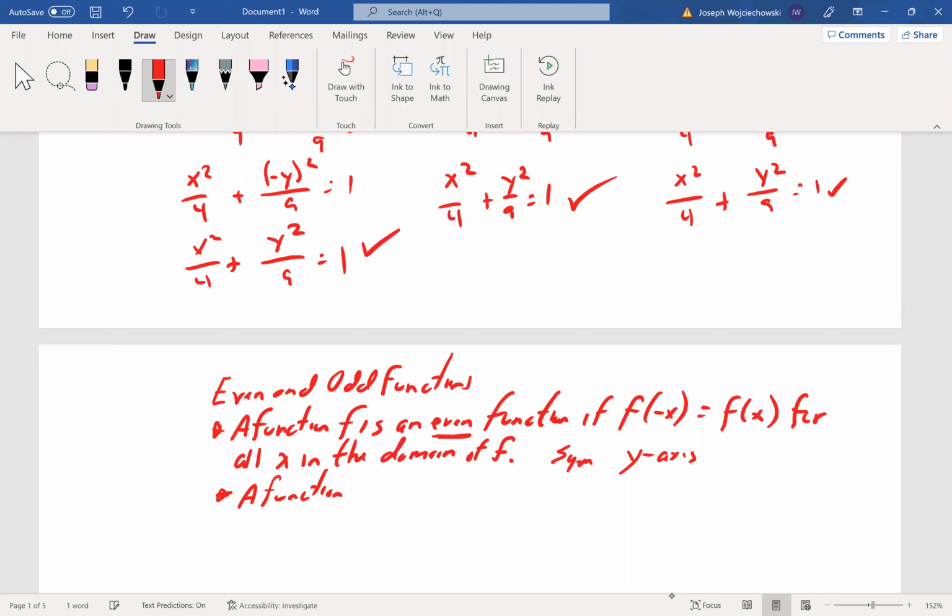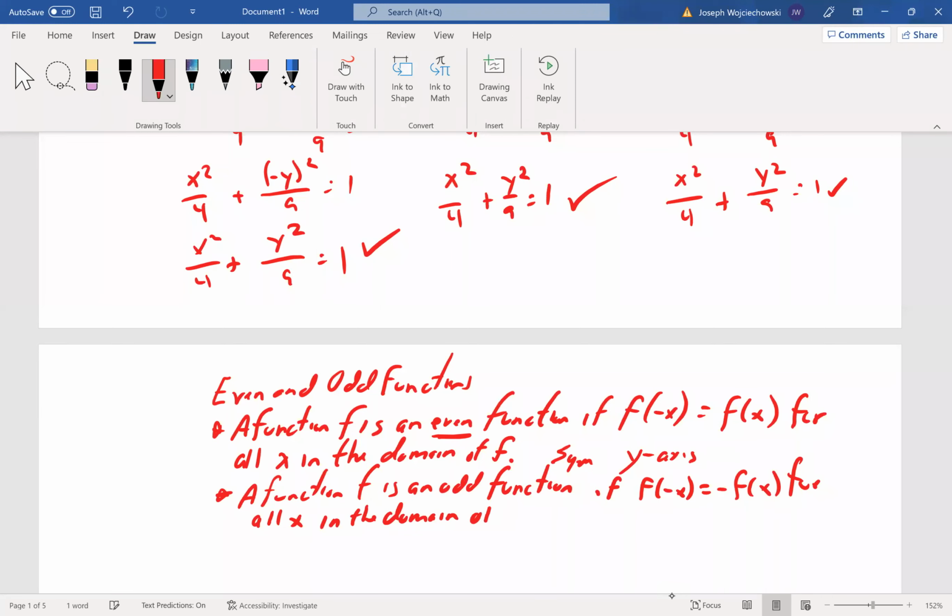A function f is an odd function if f of negative x equals negative f of x. Again, for all x in the domain of f. So essentially, an odd function is symmetric with respect to the origin.